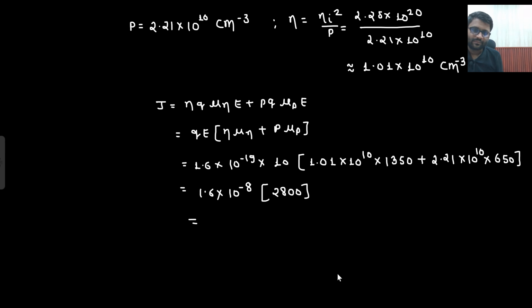Okay. Then 2800 into 1.6. I am getting 4480, 4480 into 10 to the power minus 8 ampere per centimeter square. And if I want to write it down in a better manner, what that would be?